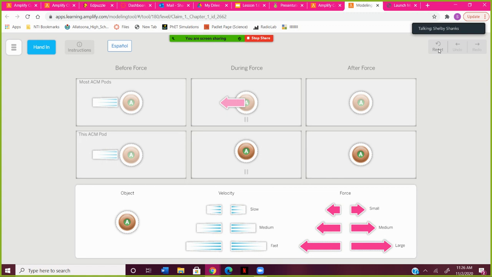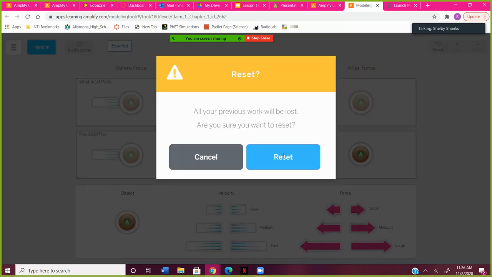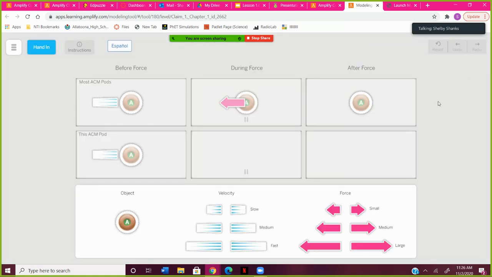It'll look like this. I'm going to reset my page so that yours looks exactly like this. All right, this is modeling claim 1. So you have the before force, the during force, and the after force of what the pod is actually supposed to look like. You have a medium velocity, and a medium force acting in the opposite direction, which makes this object stop. That's what's supposed to happen for the pod to dock.